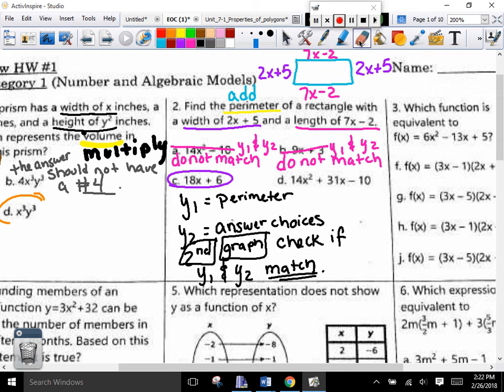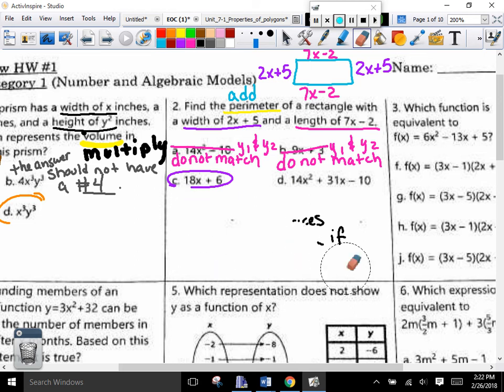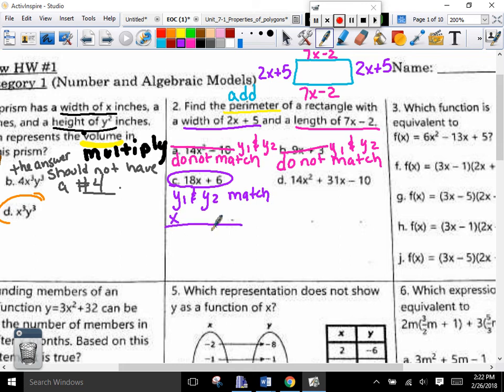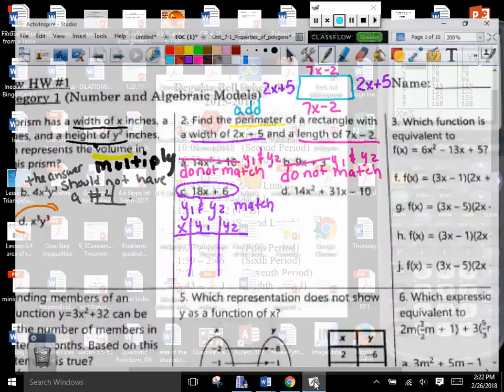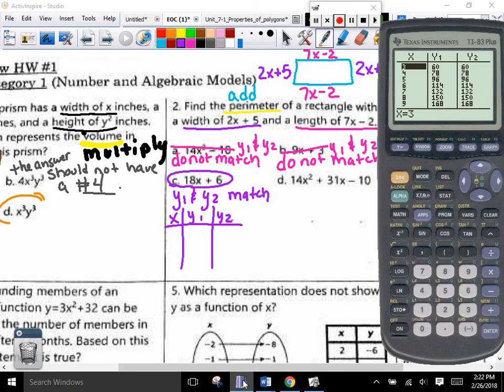And I am going to delete the steps just so that I can write my explanation. So my answer choice is letter C. So I'm going to put y1 and y2 match. And please give me an example. That way you know you guys are making the correct choice.